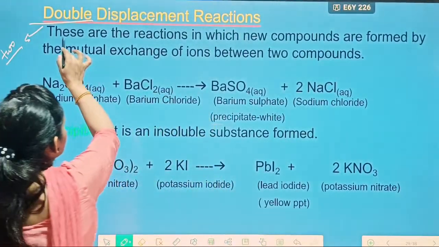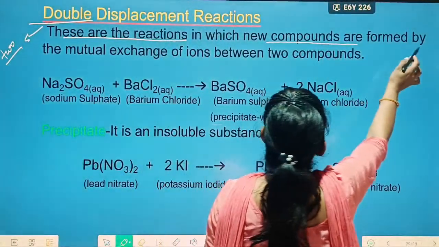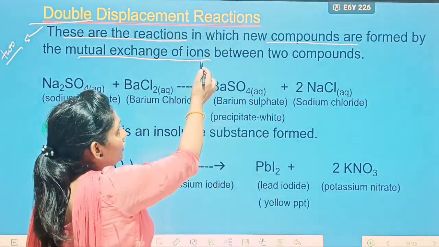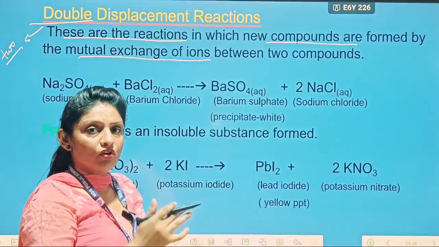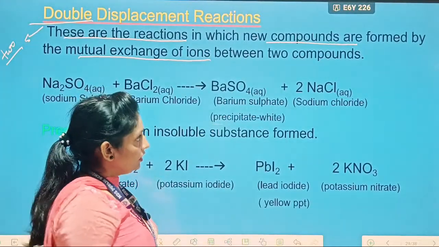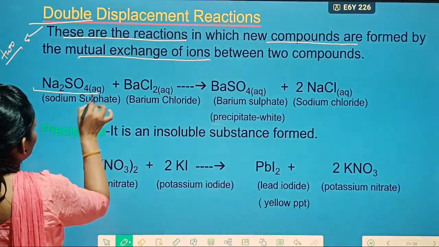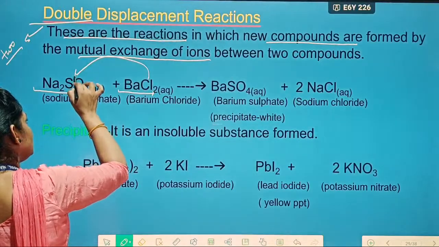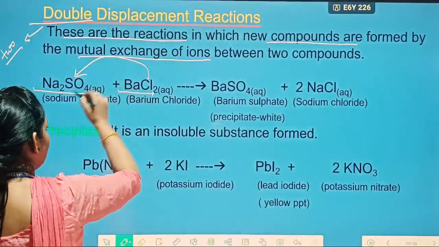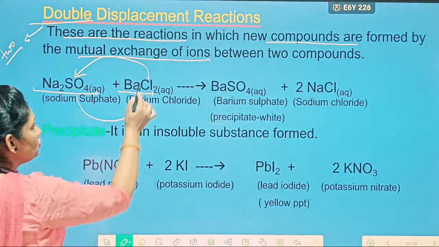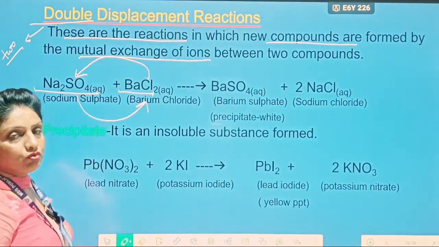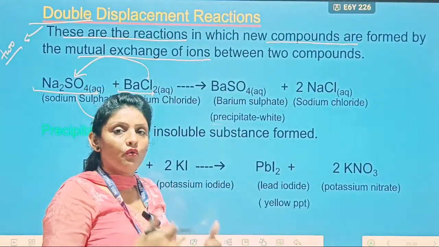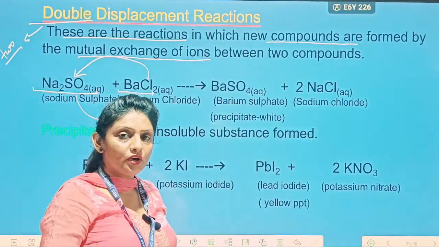So let's see the definition. These are the reactions in which new compounds are formed by the mutual exchange of ions, means two ions are exchanging from one substance to another. Like you can see here Na2SO4 plus BaCl2. So students, this chloride is substituted by this one, and this sulfate will go with this one. So these two ions are exchanged from one compound to the other compound.